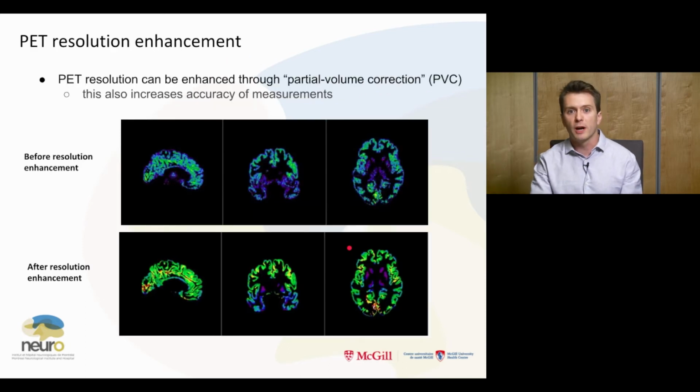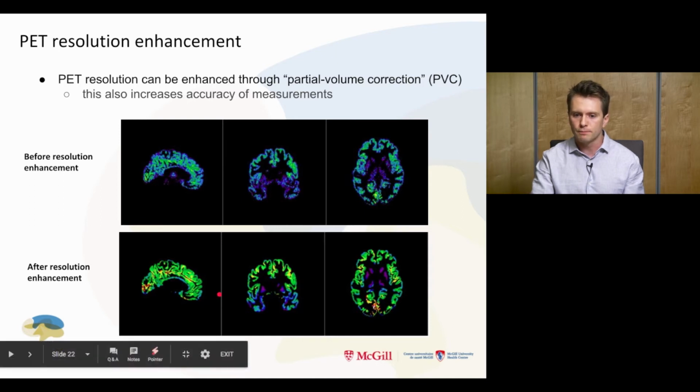Now, I briefly mentioned PET resolution enhancement before, and this was the second part of this study. In my master's degree, I developed an algorithm that can improve the accuracy and spatial resolution of PET, and we applied it in this context because we wanted to see if it made a difference to the GABA receptor densities that we measured. So this is just an example of what an image might look like before enhancement and then after.